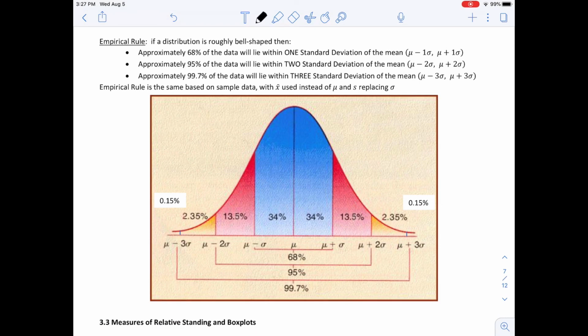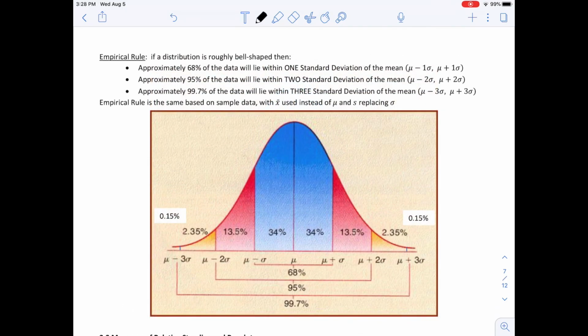On the next page, we have the empirical rule. It says if a distribution is roughly bell-shaped, then approximately 68% of the data will lie within 1 standard deviation, so mu plus and minus 1 sigma. Approximately 95% of the data will lie within 2 standard deviations of the mean, and approximately 99.7% of the sample data will lie within 3 standard deviations of the mean. And the empirical rule is the same based on sample data, with x bar used instead of mu, and s replaces sigma. Those percentages also would hold true for the empirical rule.